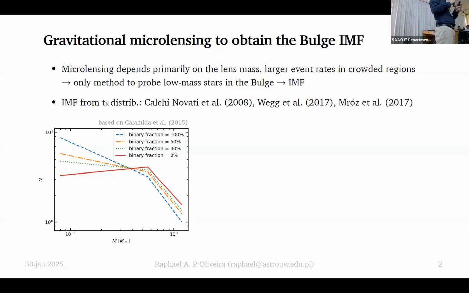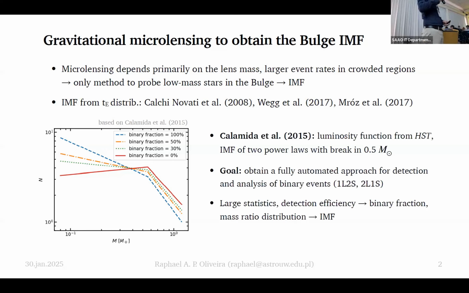So, Calamida et al. in 2015 get a luminosity function from HST data for the bulge. And to get the IMF, they assume several values of binary fraction and mass ratio distributions. For masses larger than 0.5 solar masses, they are more or less consistent, but lower than this mass, you have different IMFs. And there's no good constraint in the literature about these values.